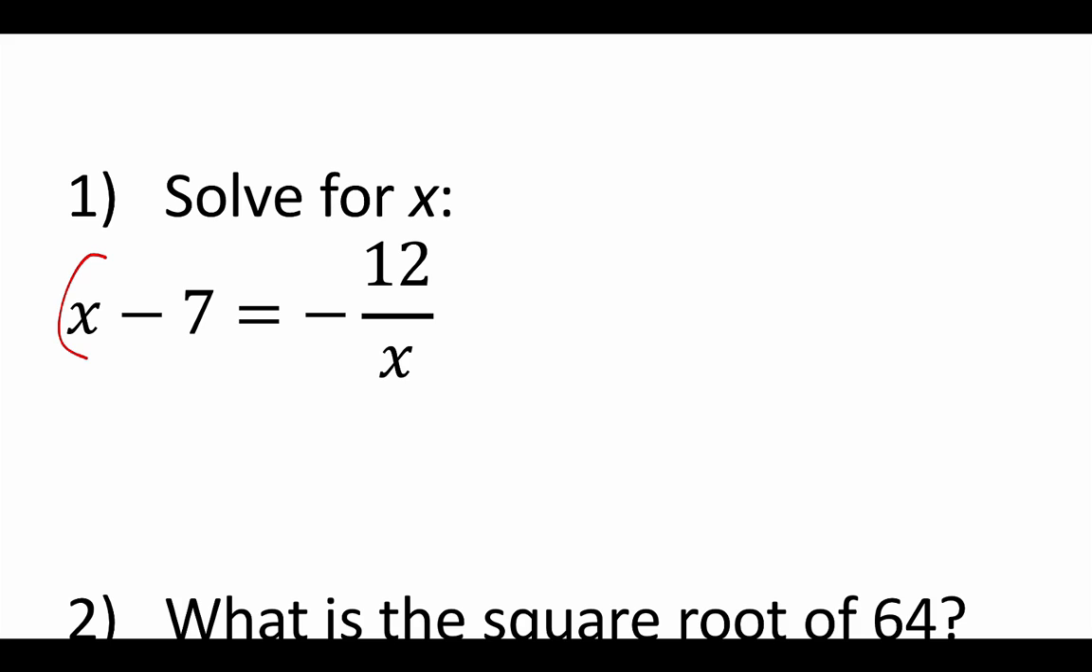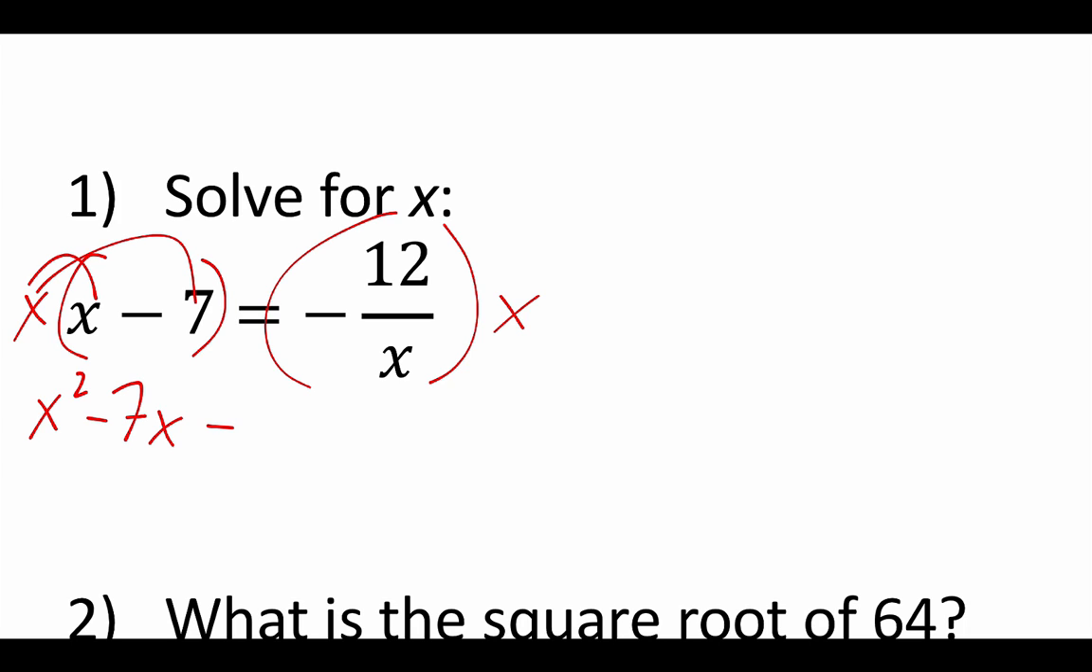So what I'm going to suggest is we take both sides and multiply by x. On the left side, we'll just take x times x, giving us x squared. We'll have x times negative 7, giving us negative 7x. On the right side, the negative 12 over x times x, the x's are going to cancel out. We're left with just negative 12.